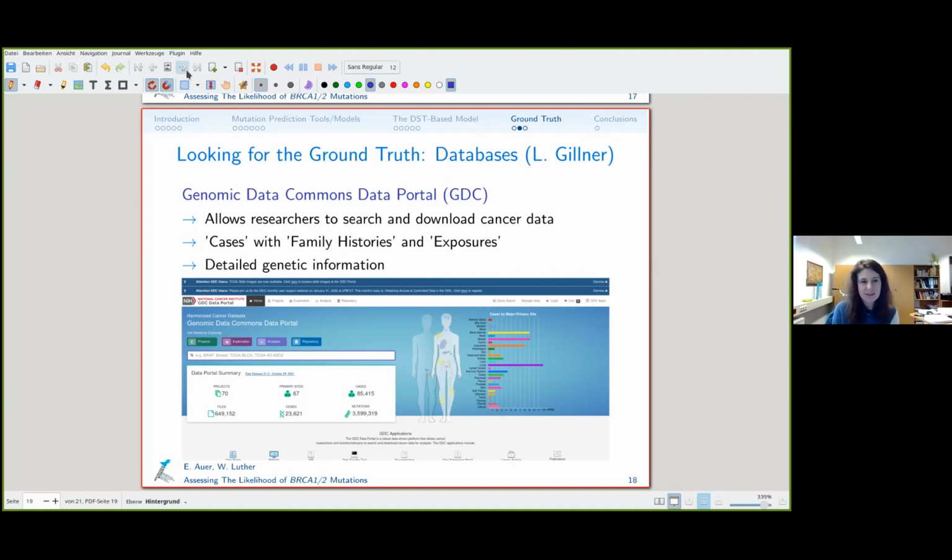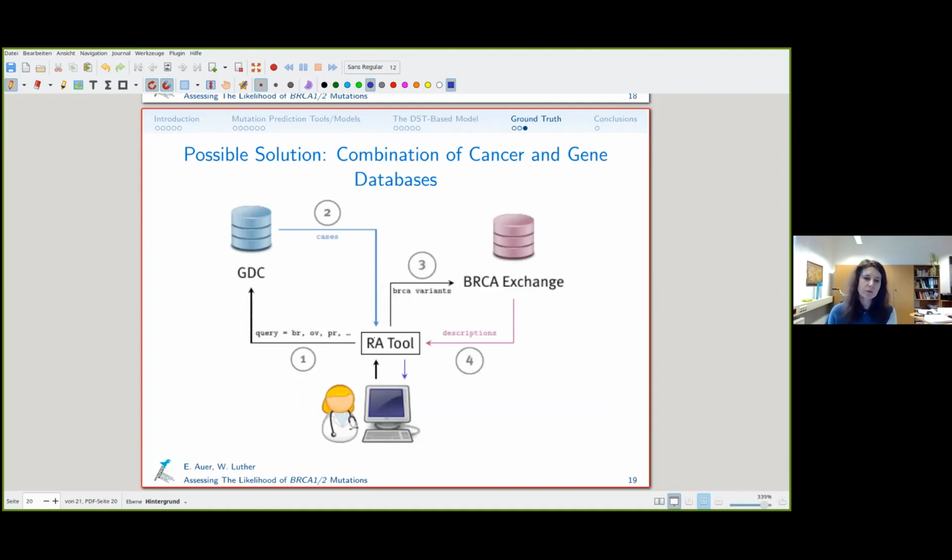So how can we proceed here? It is possible to put a kind of query we are interested in into this database, for example, breast cancer less than 50 years of age. So we have the cases which are then linked to the database containing the pathogenic variants, for example this database, BRCA Exchange, after which we can have descriptions and the corresponding probabilities. But this is just an outlook, and we would like to try this way to get the ground truth information about the probabilities.